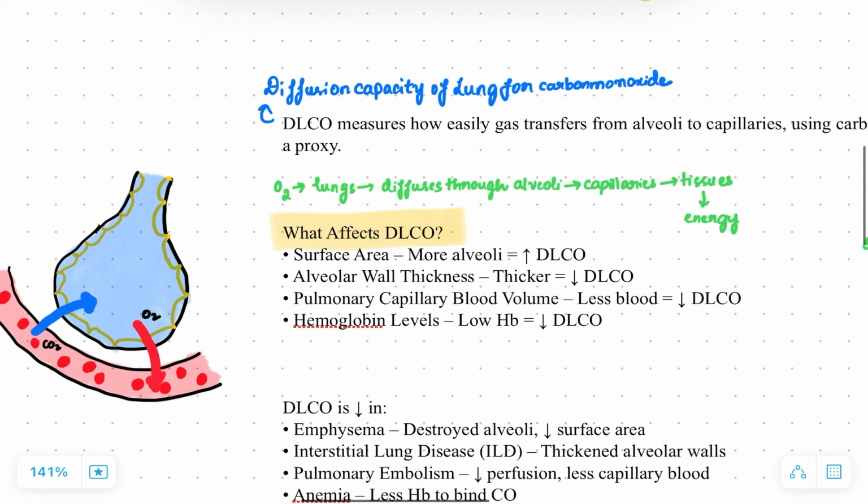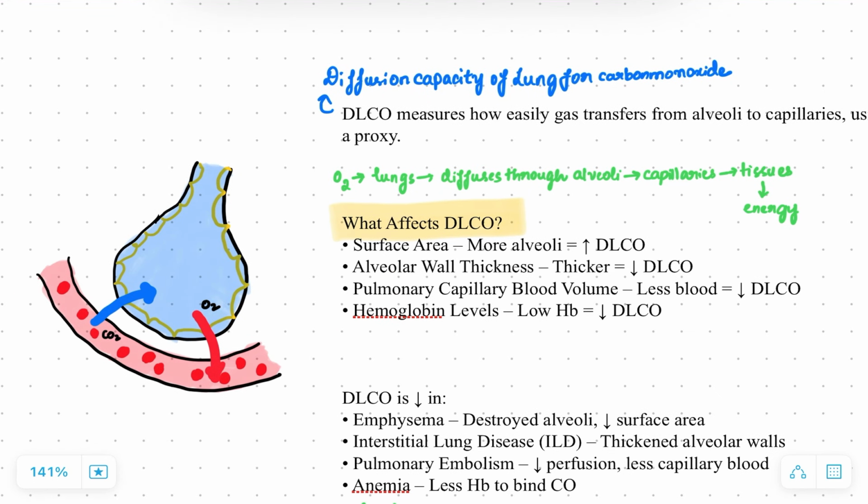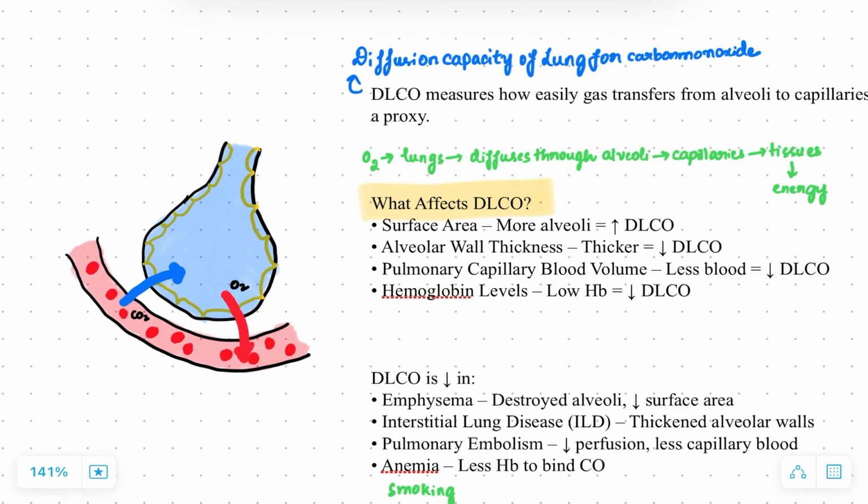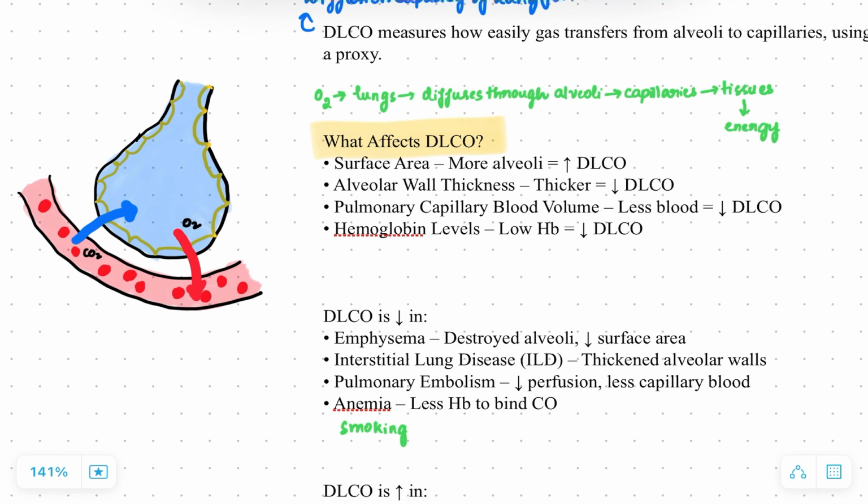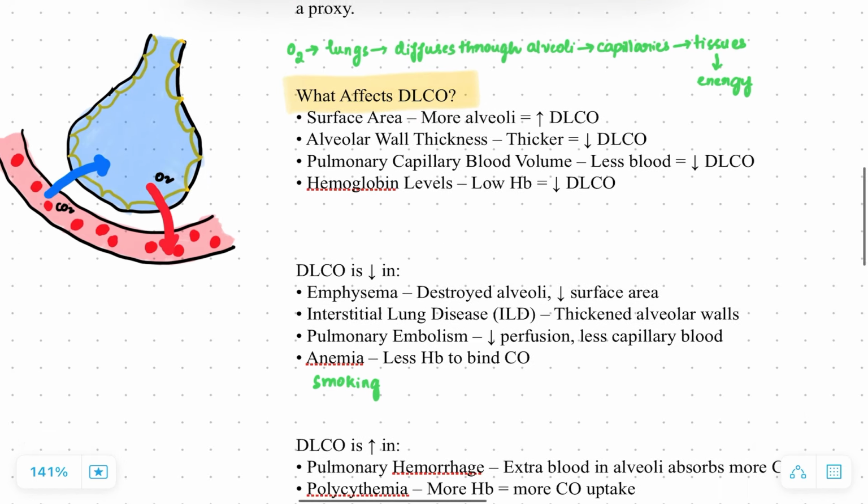So what affects this diffusion capacity of the lung? There are four components. The first is surface area. If there is more surface area, there are more alveoli, so there is more diffusion, more DLCO. Next is alveolar wall thickness. If it is thicker, there is less diffusion. Next is pulmonary capillary blood volume. If there is less blood, there is less diffusion. Next is hemoglobin levels. If there is low hemoglobin, there will be low binding to the gas, so there will be low DLCO. So DLCO is more in case of more surface area, and it is less in case of increased alveolar wall thickness, less capillary blood volume, and less hemoglobin.